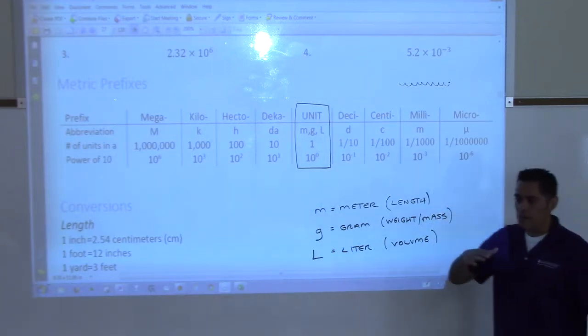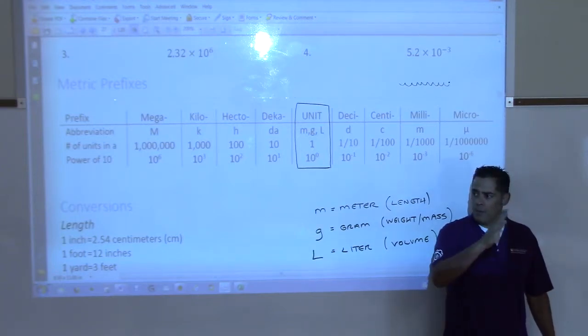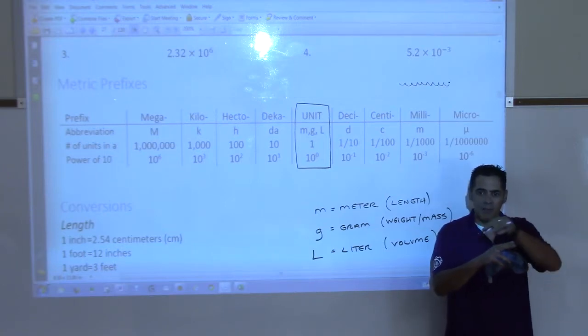When you're driving down the road and you look at your speedometer, most speedometers are in what? Miles per hour, but usually most of the gauges will also have in there what? Kilometers per hour.